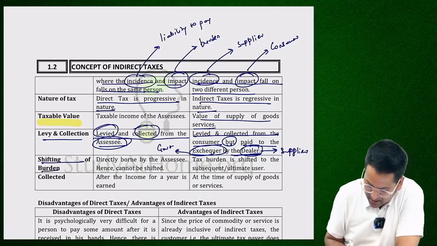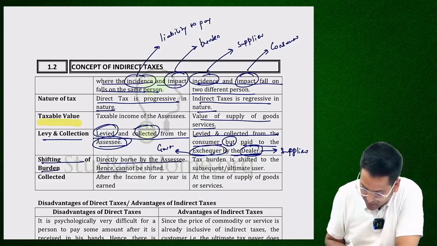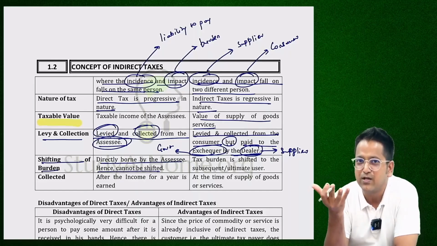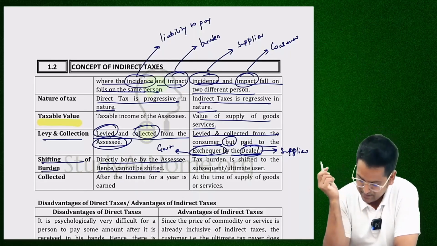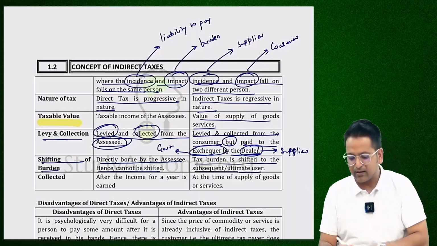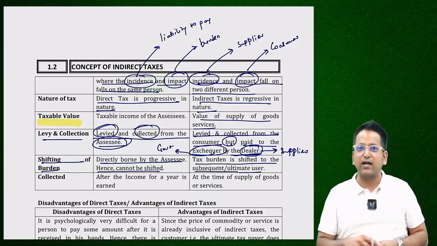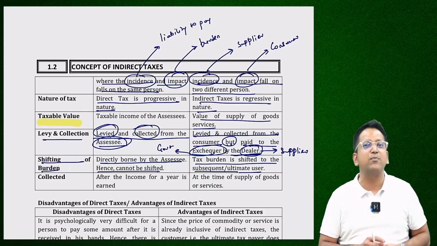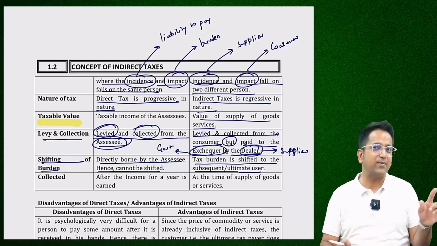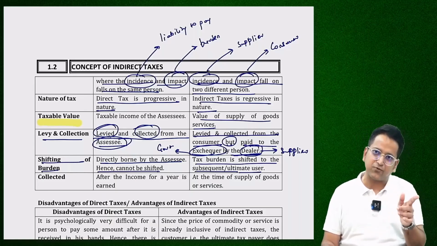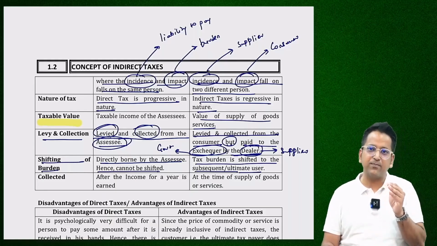Shifting of burden. In direct tax, it is directly borne by the assessee, hence cannot be shifted. Is it possible to shift this burden onto someone else? No, not at all. The same person will bear it. In indirect tax, the tax burden is shifted to the subsequent or ultimate user. See, who is paying taxes to the government? The supplier. Is the burden being shifted? Yes, it does not fall on him. It is passed to the consumer. Here, in the income tax, the burden is on the one who is paying, but in indirect, the burden is shifted. The supplier is paying the indirect taxes, but the burden is shifting to the consumer.